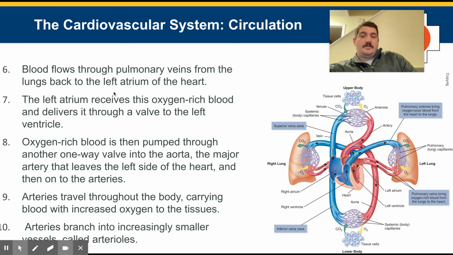Number 6 should be, right? From the pulmonary vein it returns and goes to the left atrium of the heart. And then from there, it goes through a valve down to the left ventricle. We can see this left ventricle has all this white stuff right here, which is muscle. It's huge muscle tissue for the heart.